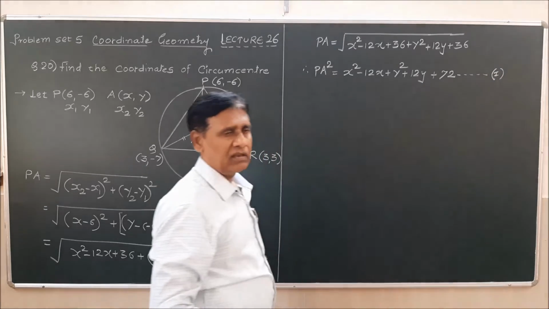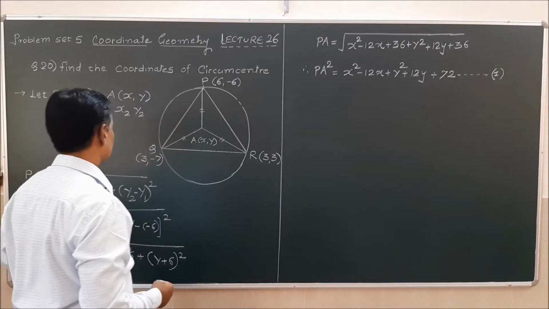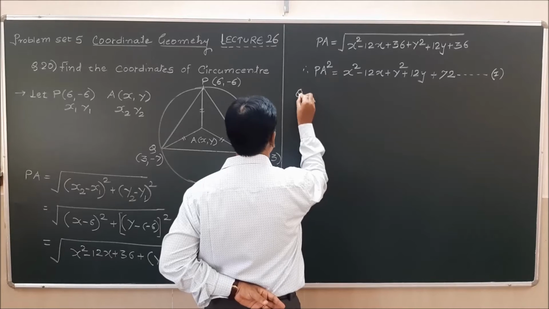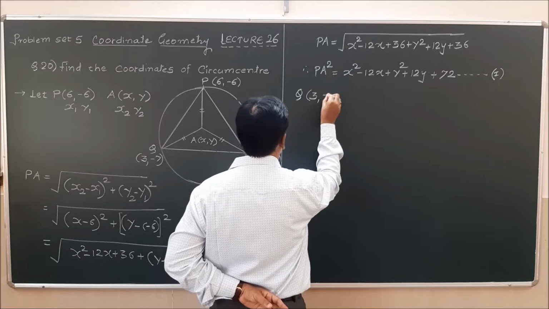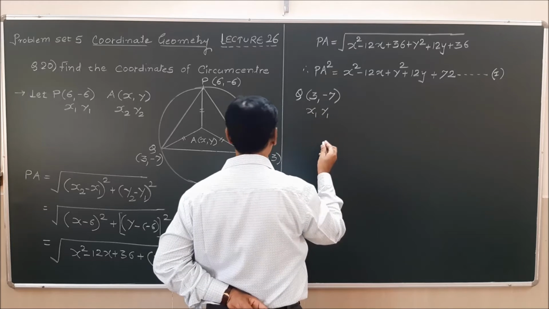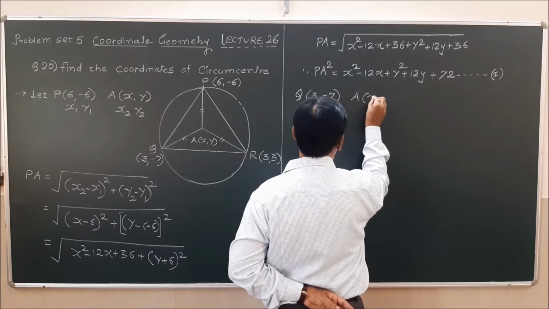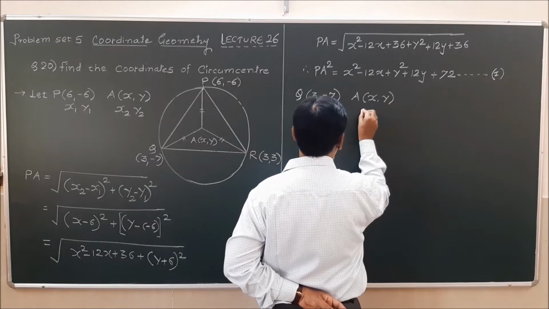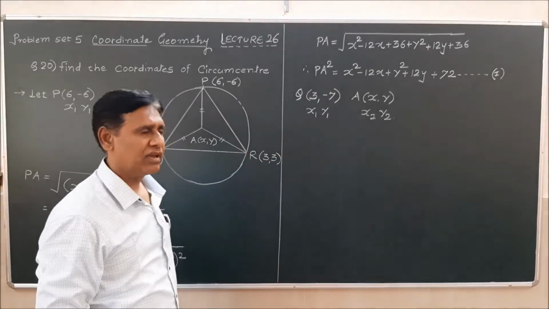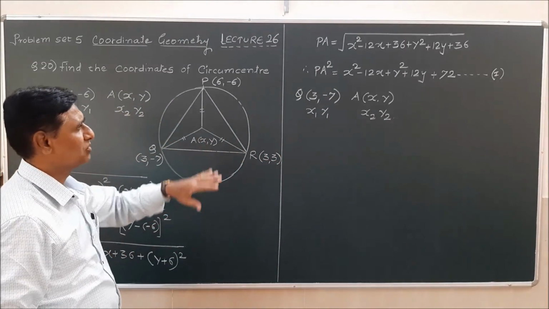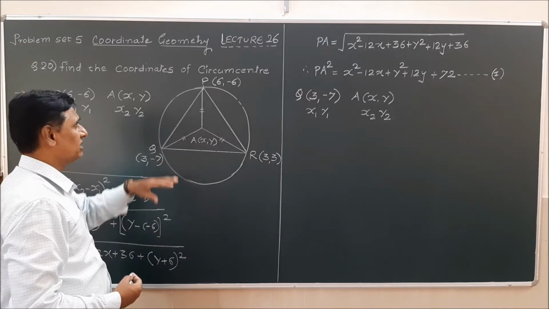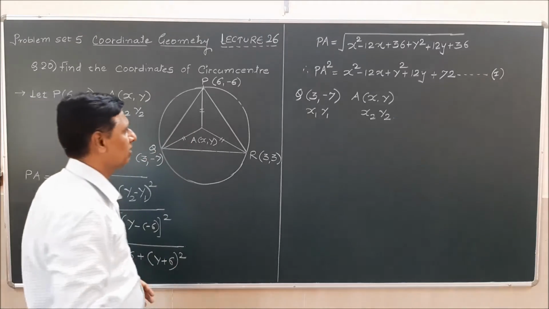In the same way, now I will take the coordinates of Q as 3 comma minus 7. Q is (3, minus 7), I will label them as x1 y1, while I will take A(x, y) as x2 y2. Same way as we have done in our first case, I am going to find QA square. Then I will equate this PA square and QA square. But let's find this first.